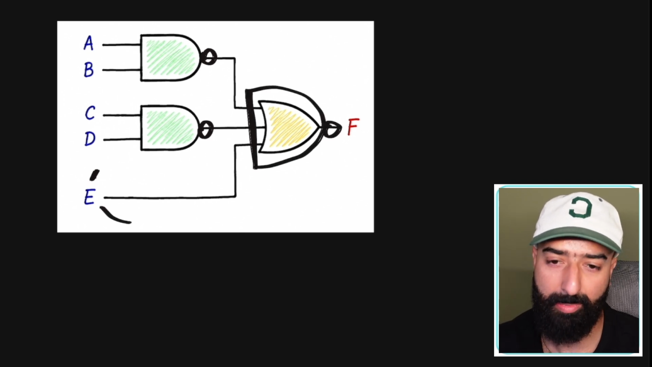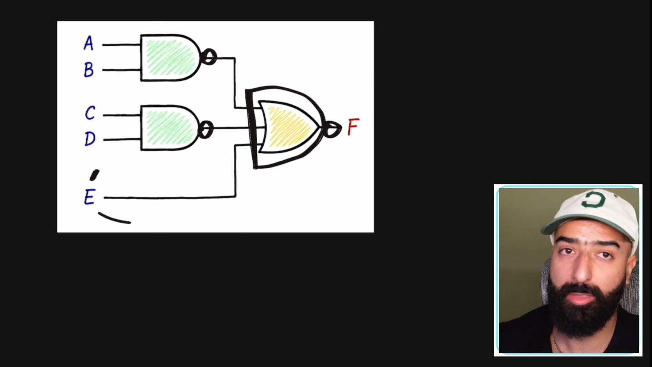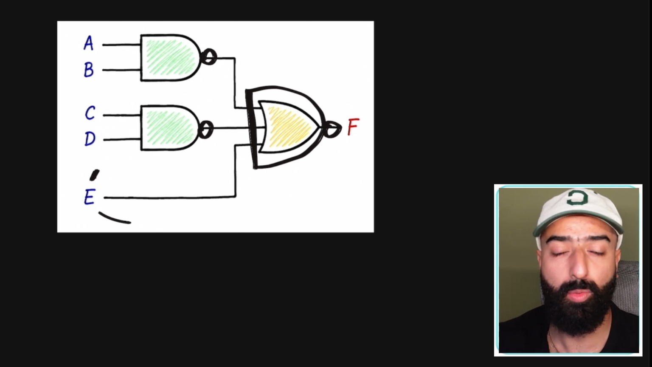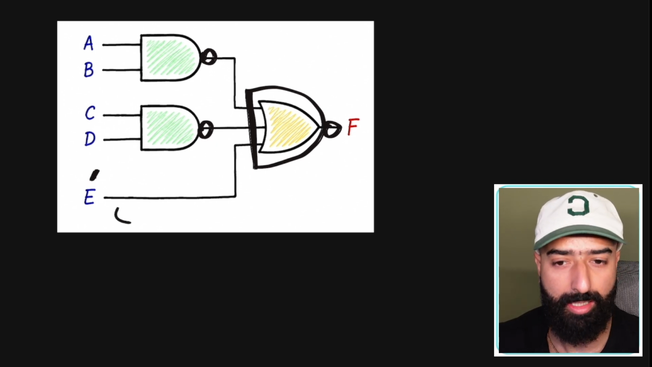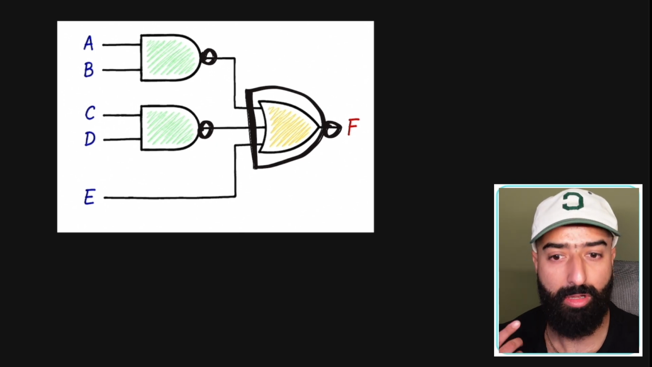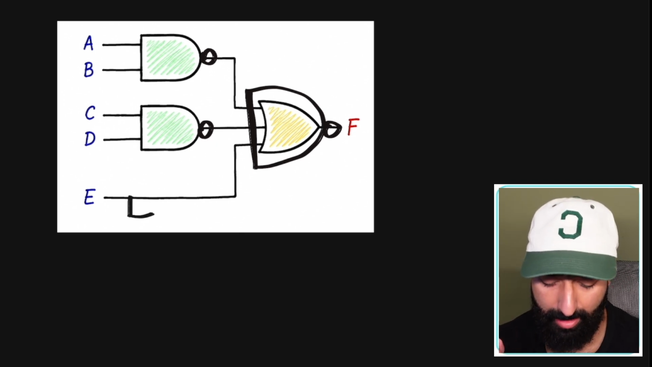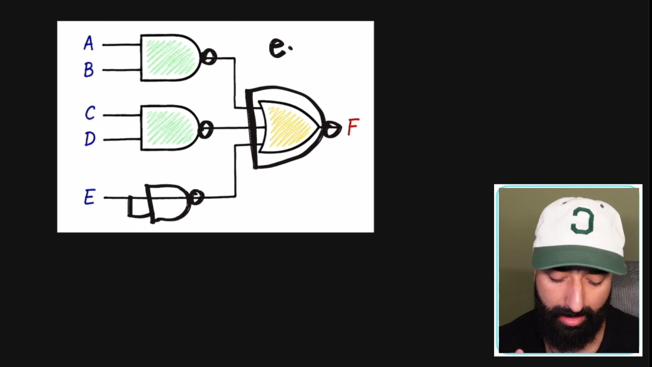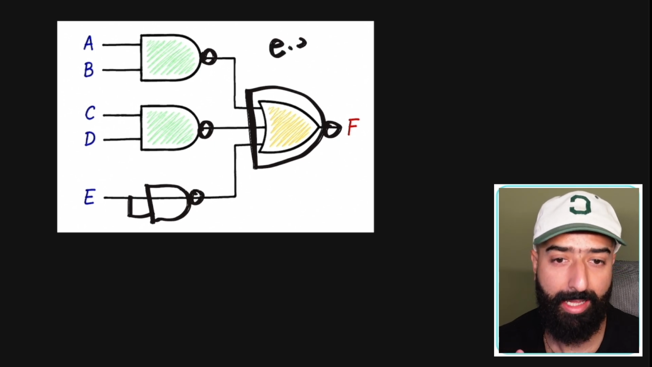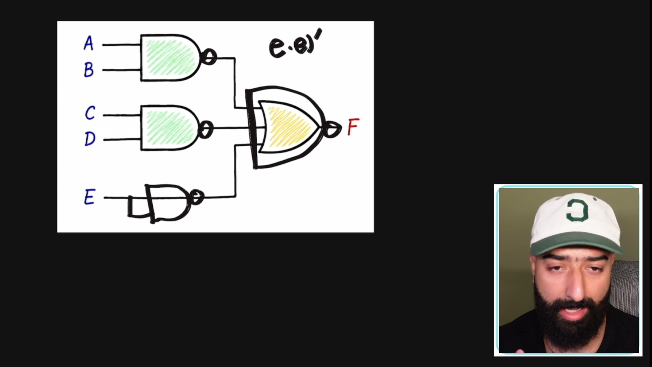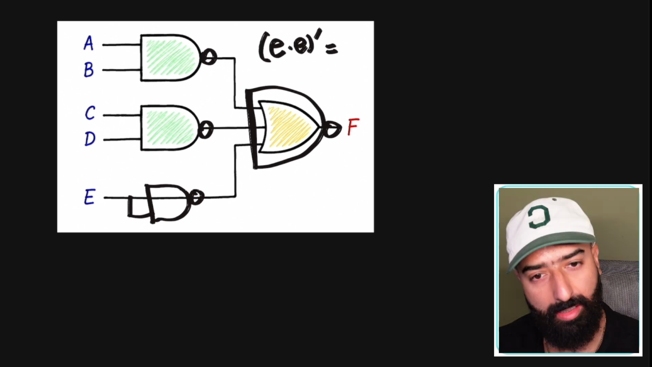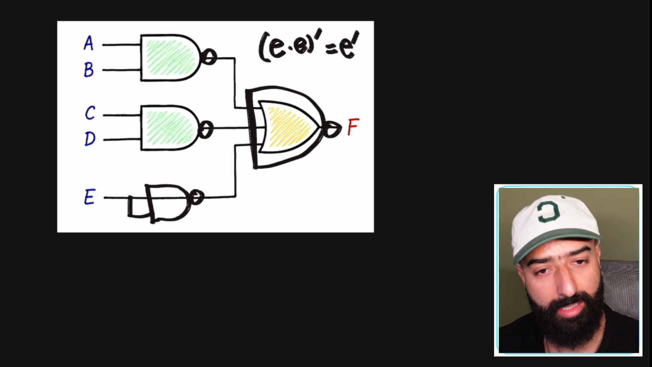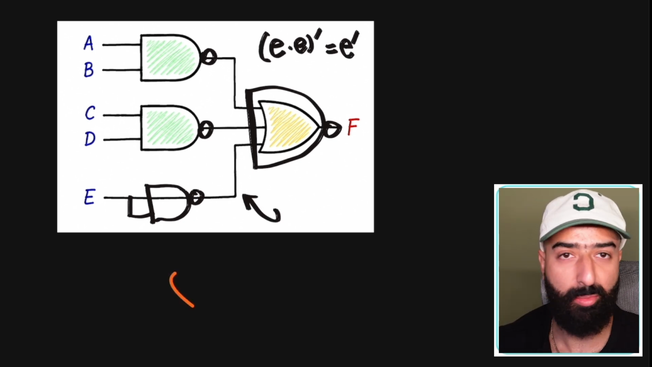Now the problem is here. We don't want to supply E. We don't want to supply E-not as an input. Now to solve that, what if I sent E into a NAND gate? Would that work? Well, if you supply E and E into a NAND gate, what does it become? It becomes E-not. And that's what we wanted. And that completely solves the problem.